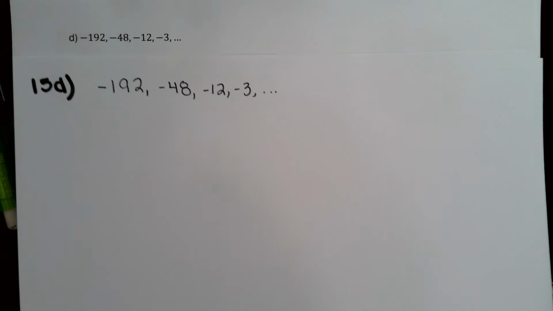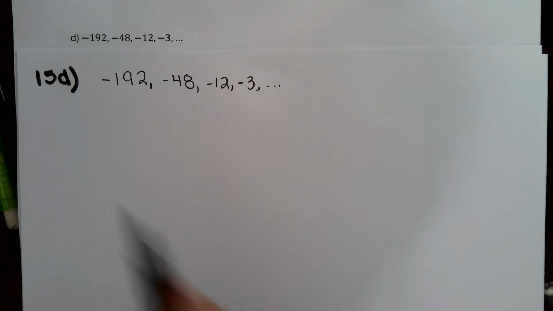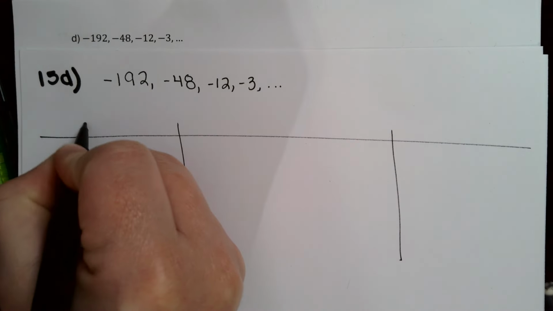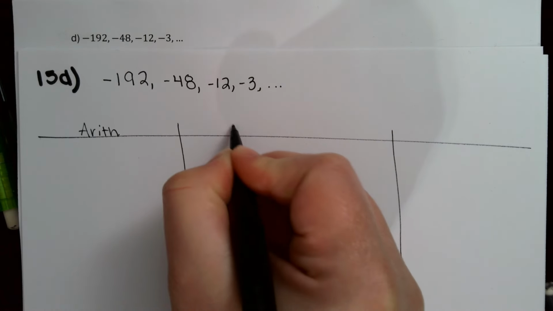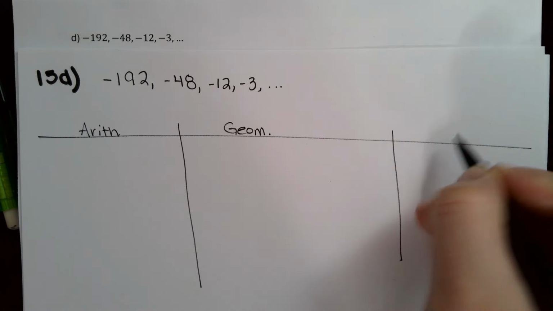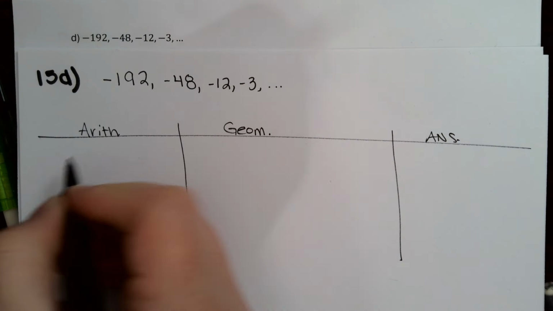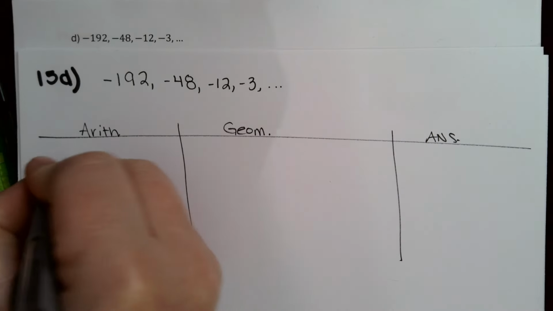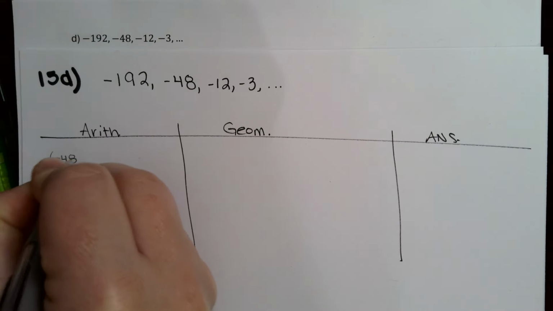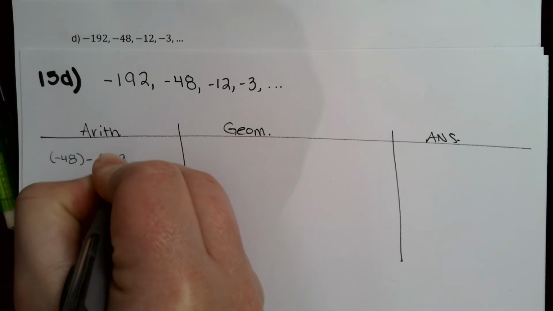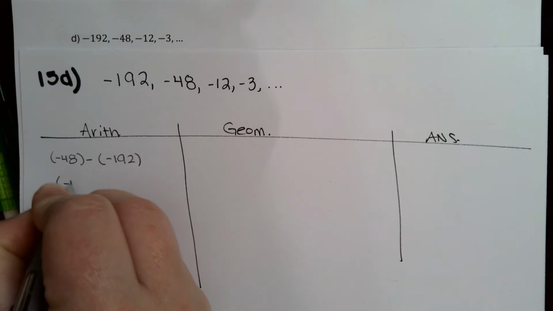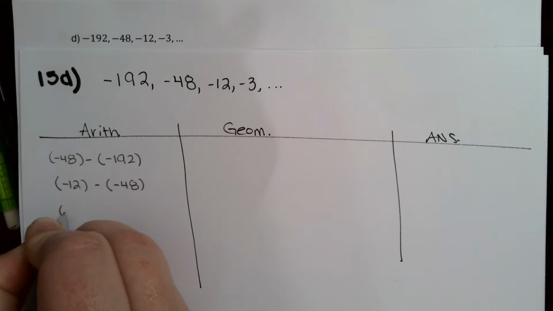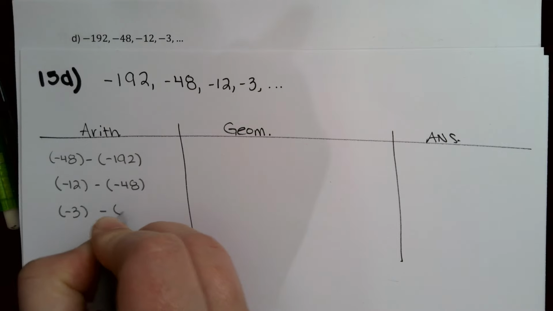Again, we are going to be testing for arithmetic or geometric, to see which one this is. Our usual go-to is the table of arithmetic, geometric, and then our answer. Arithmetic is taking your right, subtracting by your left. So our right is negative 48, our left is negative 192. Our right is negative 12, our left is negative 48. And our right is negative 3, our left is negative 12.